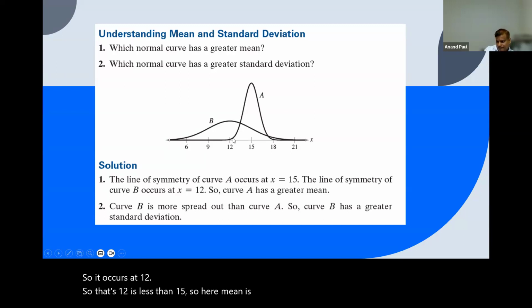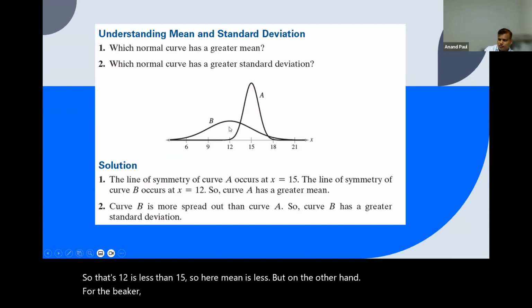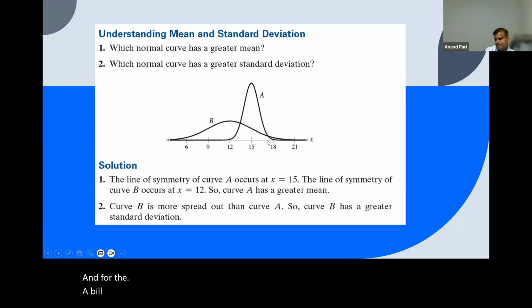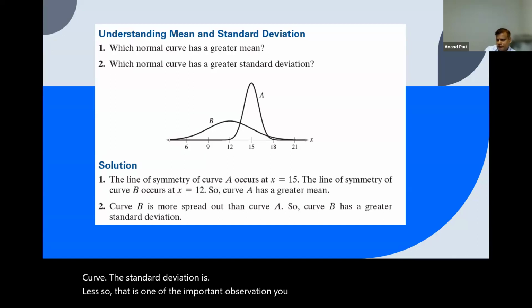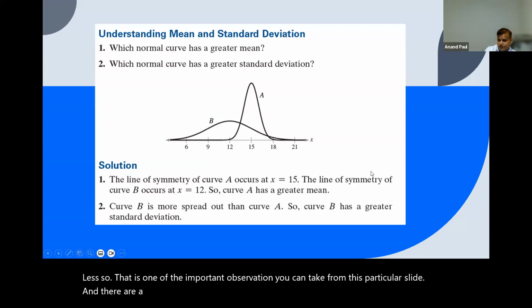But on the other hand, for the B curve, the standard deviation is more because it's more flattened. And for the A bell curve, the standard deviation is less. So that's one of the important observations you can take from this particular slide. And there are a few more properties of the standard normal distribution. Let's look at it.